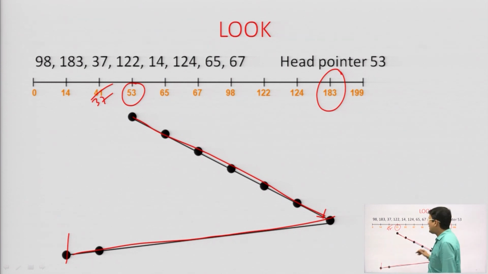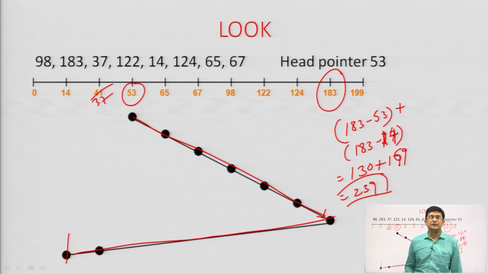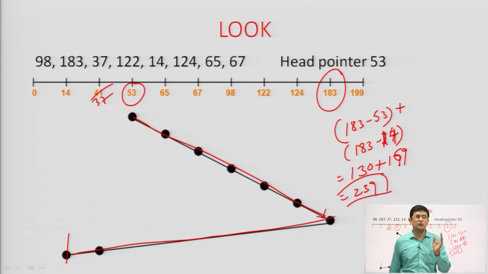So, the total movements that it had to take place in doing so will be 183 minus 53 plus 183 minus 14, sorry, not 37, 14. So, the total movement will be 130 plus 169. So, 239 is the total number of disk arm movements, the disk arm had to travel. So, total effort taken by the disk arm to move and satisfy all those requests is 239.